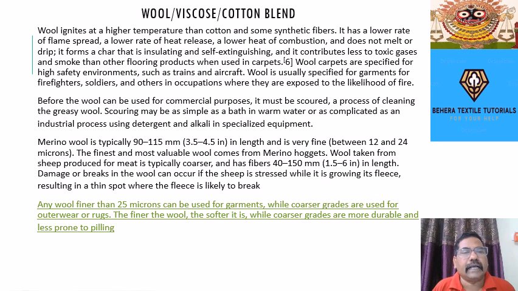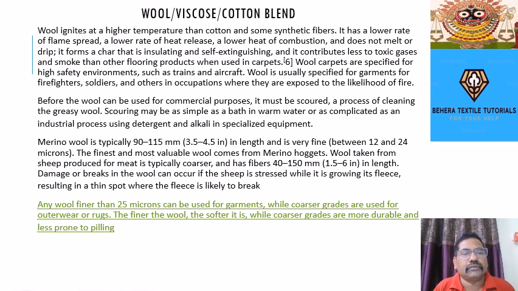Wool ignites at a higher temperature than cotton and some synthetic fibers. It has a lower rate of flame spread, a lower rate of heat release, a lower heat of combustion, and does not melt or drip. It forms a char that is insulating and self-extinguishing, and it contributes less to toxic gases and smoke than other flooring products when used in carpets. Wool carpets are specified for high safety environments such as trains and aircraft. Wool is usually specified for garments for firefighters, soldiers, and others in occupations where they are exposed to the likelihood of fire.